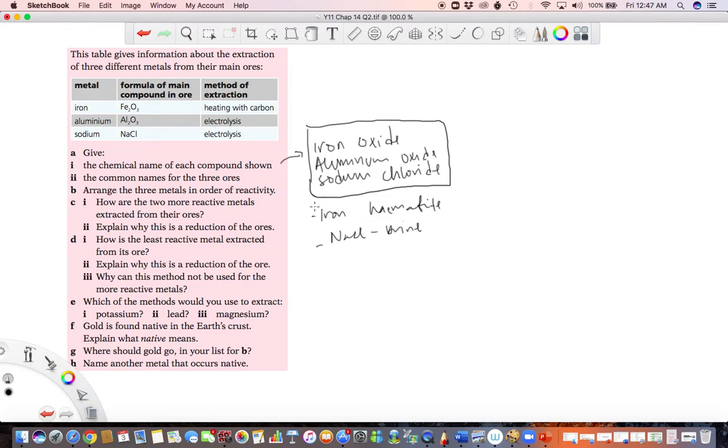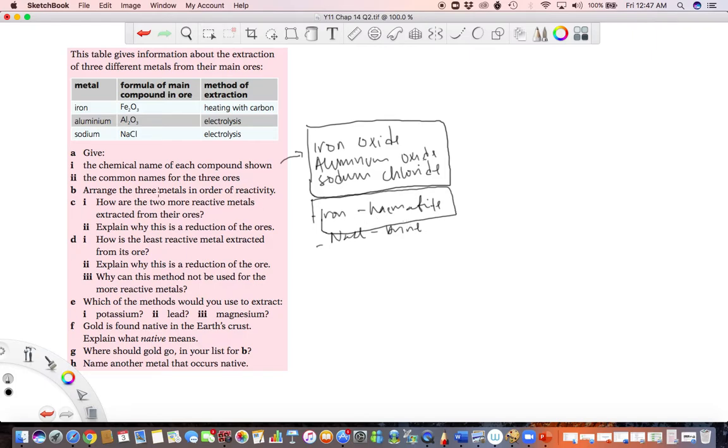So I think the only one that you really have to remember is iron, hematite. You can ignore brine. You can also ignore aluminium. You can ignore galena. I think the ones that you have to focus on are iron and zinc, hematite and zinc blende. Those are the 2 that you have to know.